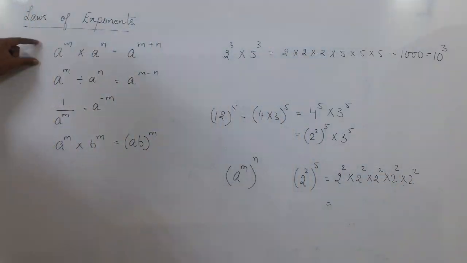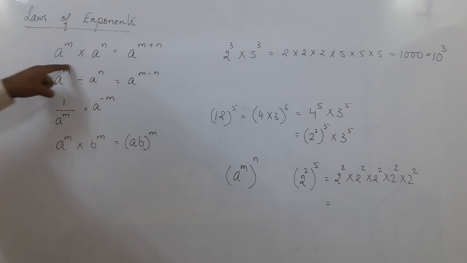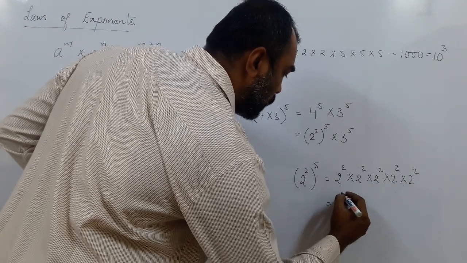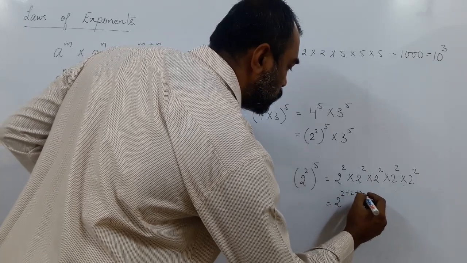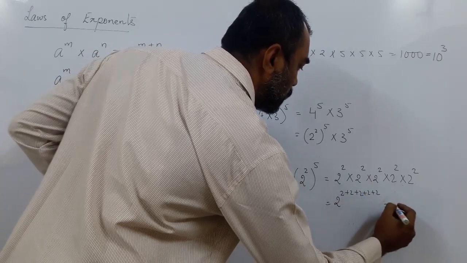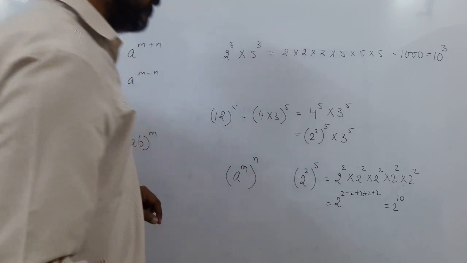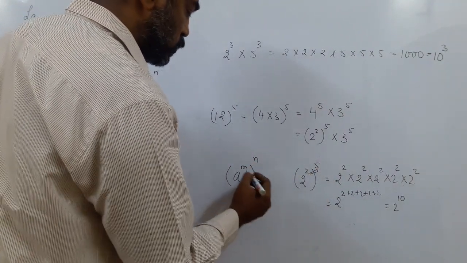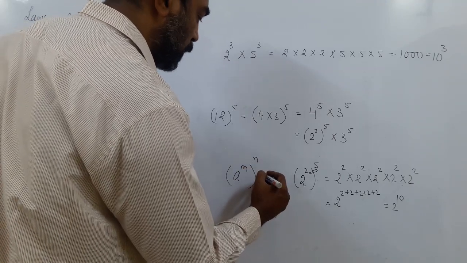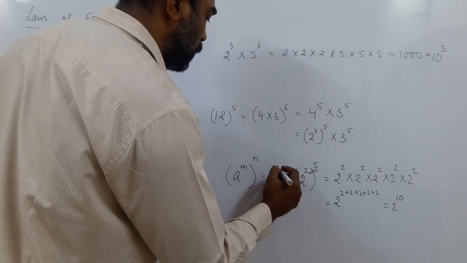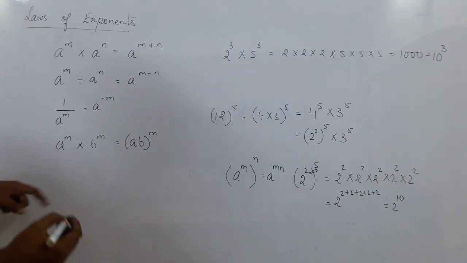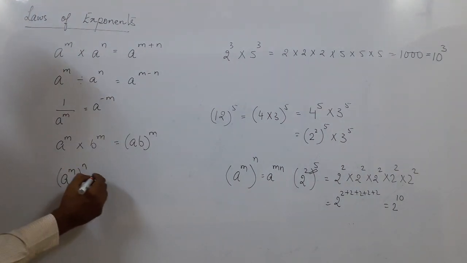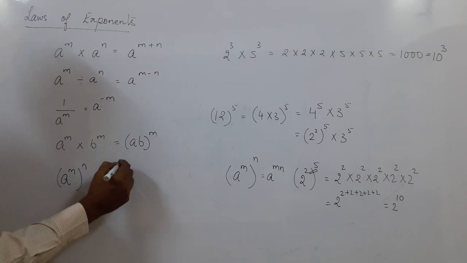Now what was the rule here? If the bases are the same, you have to add the powers. So here the base is the same, add the powers. 2 plus 2 plus 2 plus 2 plus 2 is 2 raised to 10. Or directly, 2 5s are 10. So we get a raised to m, raised to n, is a raised to m into n, or mn. So we get the new rule, a raised to m raised to n is a raised to mn.